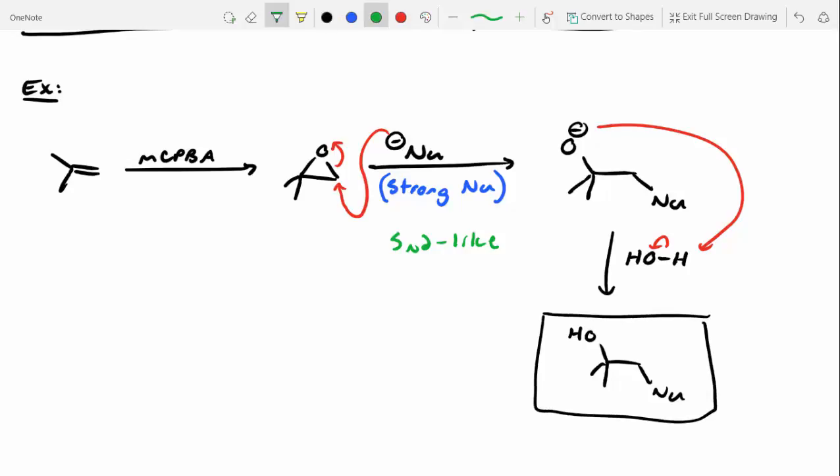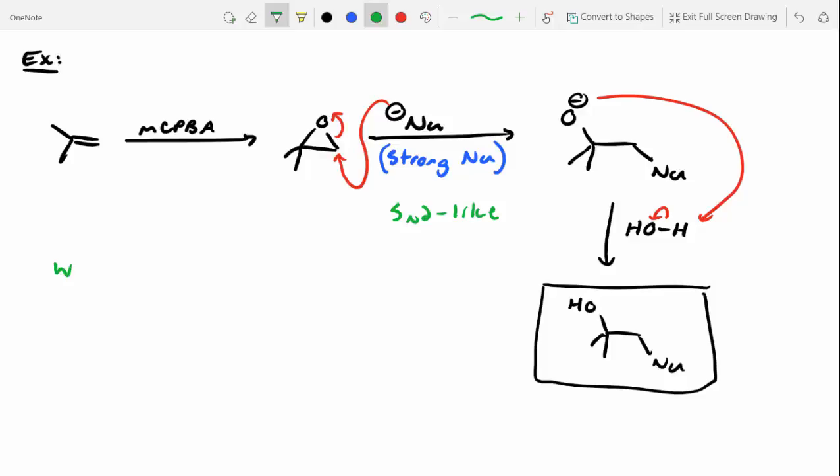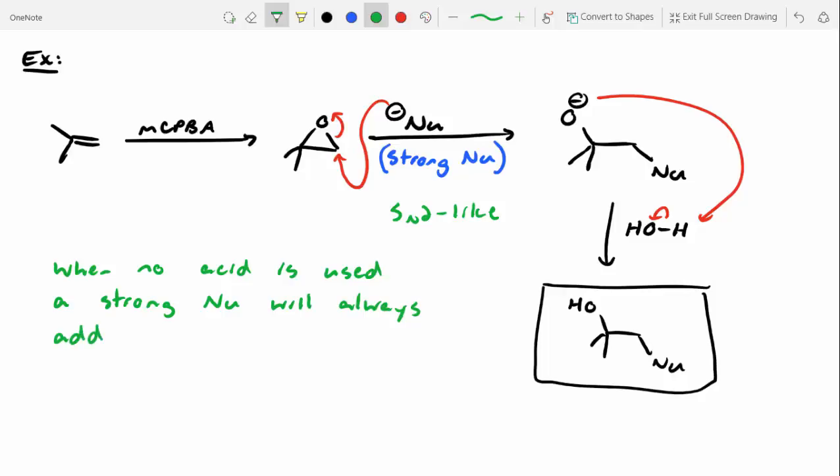So let's make a note of this and say, when no acid is used, a strong nucleophile will always add to the less substituted side of the epoxide.